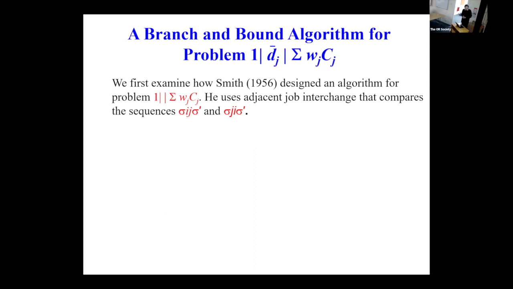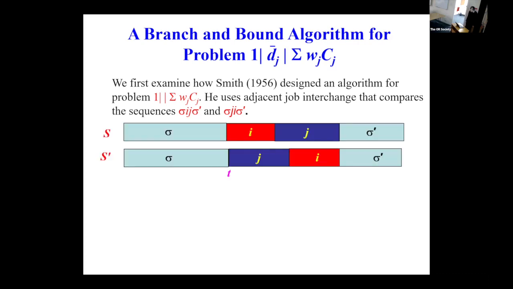It was first solved by Smith in one of the very early scheduling papers in 1956. And the argument that's used to derive the rule for scheduling jobs is an adjacent job interchange. So basically, you take two schedules, where a pair of jobs are just interchanged. In this case, they're jobs I and J, and sigma is just the list of jobs which comes at the beginning of the schedule, and sigma prime the jobs that come at the end of the schedule. But interchanging jobs I and J doesn't affect their completion times, so they're kind of irrelevant in the analysis. And T is the time that the first of these jobs, I and J, actually starts.